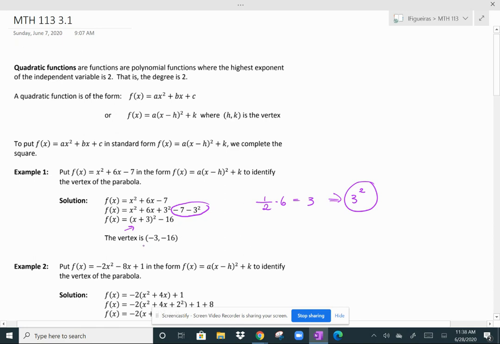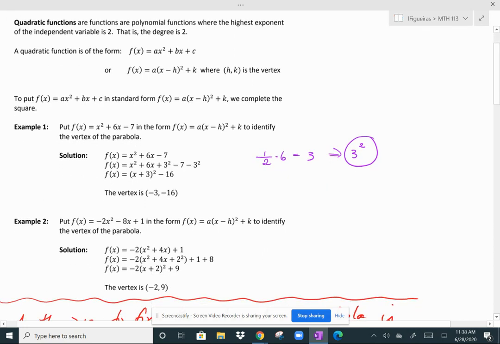So your vertex has an x-coordinate of negative 3. Remember, you take the opposite sign here. And then the y value is exactly what you see as your constant after you've squared the x value, so that's just negative 16. Okay, so let's do another one.